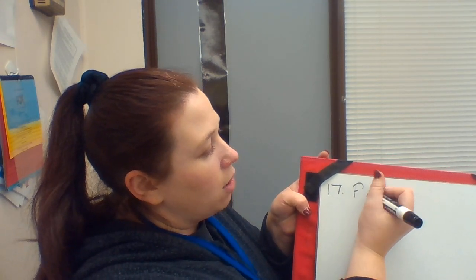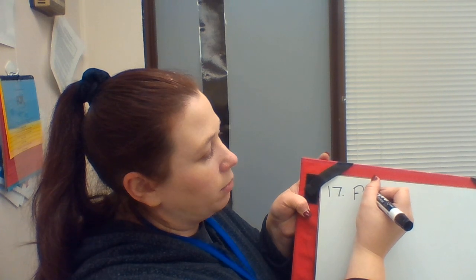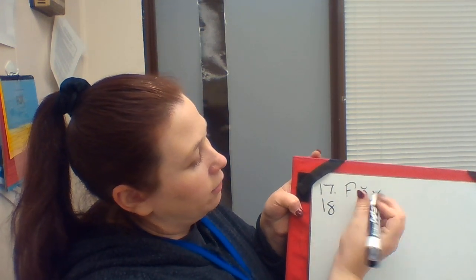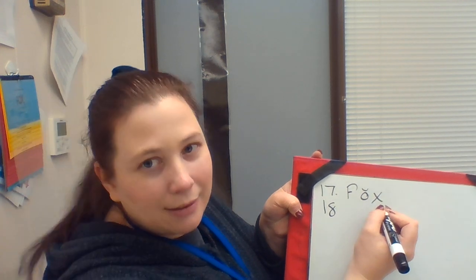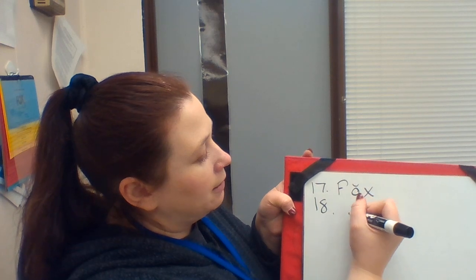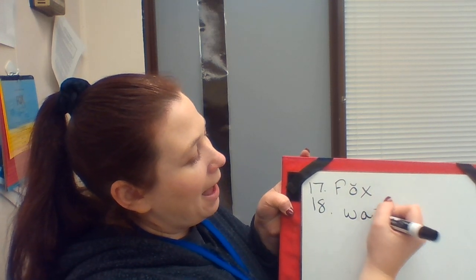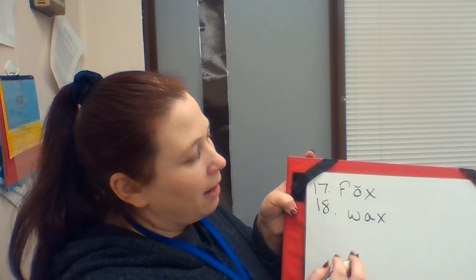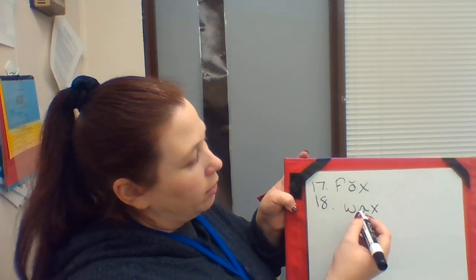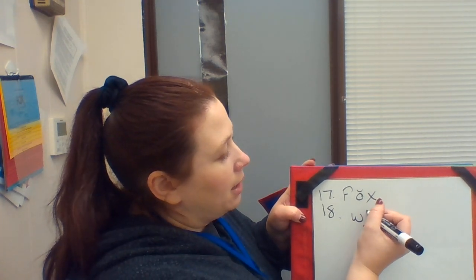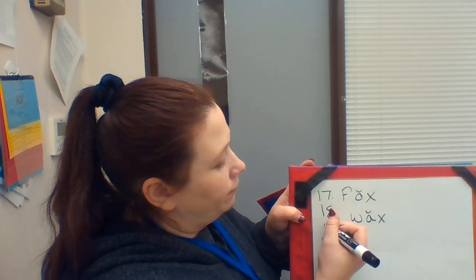It makes the ah sound. So we're going to put a breve on the top of it. So this is f-o-x. Good job. Number 18, wax. W-a-x. Again, we don't have any obvious things to code, so we're going to go with our sound in the middle, which is ah. That's right, we're going to put a breve on the top of that.